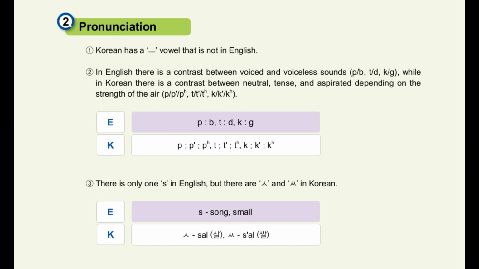Number 3. Here's another interesting difference. Like I just said, English has different letters and sounds for the letters PB, TD, and KG. However, there's only one S. In contrast, Korean has 3 types of consonant sounds for P, T, and G, and in addition, it has 2 letters and sounds for S, the regular S and double S. I just love learning about Korean, don't you?